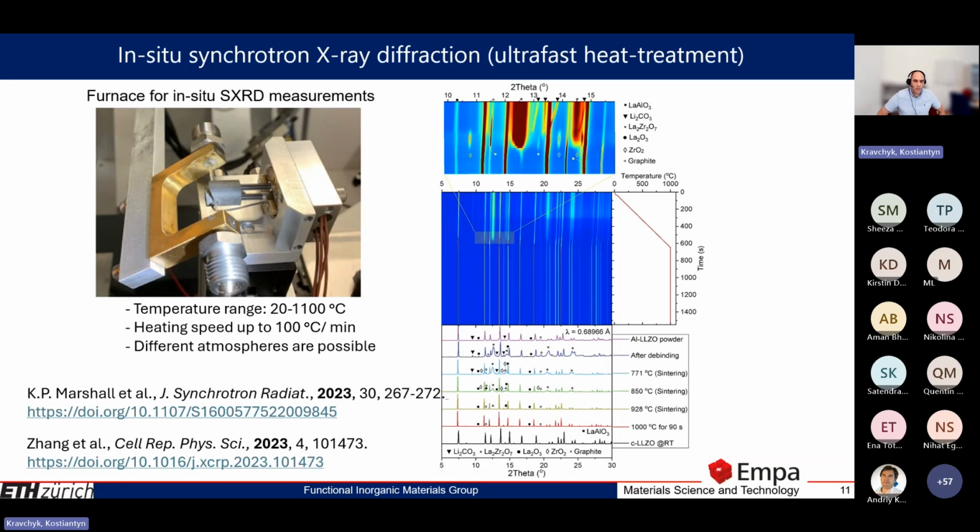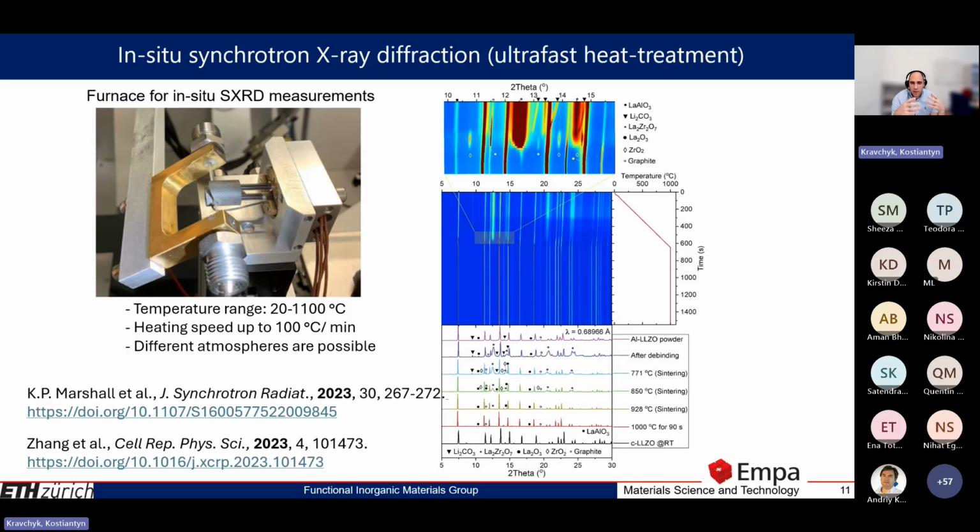So you can connect two metallic rods by carbon felt, and by applying very high current, one can generate a very high jump of temperature. You can reach 1000 degrees C within a minute. And this thermal shock enables you to sinter ceramic materials. And here you see in situ X-ray diffraction measurements of LLZO.